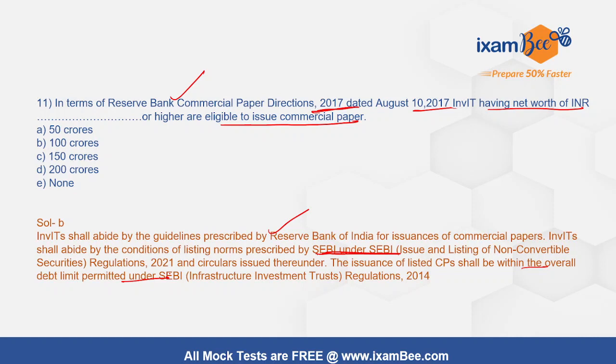These are actually the new circular, but according to the previous circular, they should have a minimum net worth of 100 crores. So these were some of the questions that we have picked up from the latest circulars from the month of October, November, or late September also it can be. October and November.